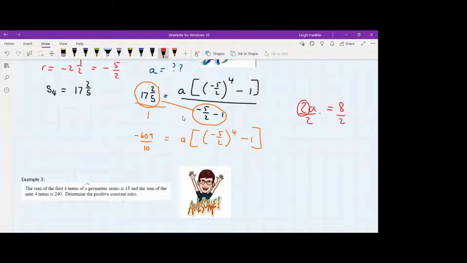So this bracket functions as a coefficient. It's the coefficient of A in this question. So that means that A can be calculated by dividing both sides by the square bracket. So you've got minus 609 over 10 divided by the square bracket, which is minus 5 over 2 to the power of 4 minus 1. Now you need to put that exactly as is into your calculator.